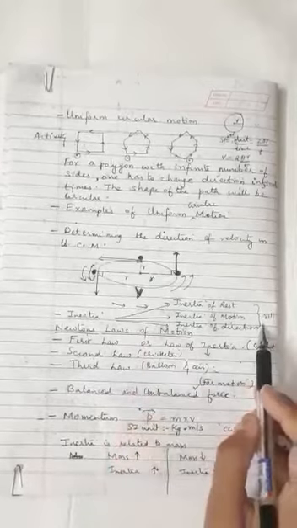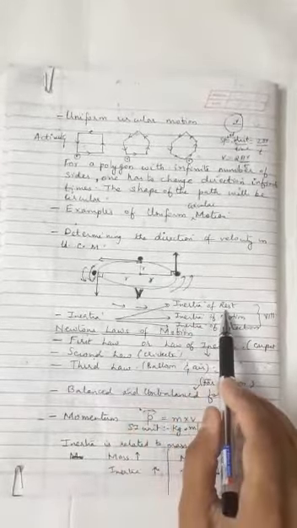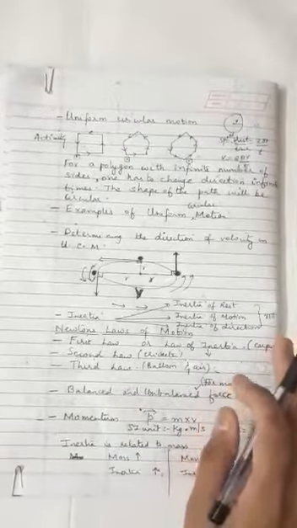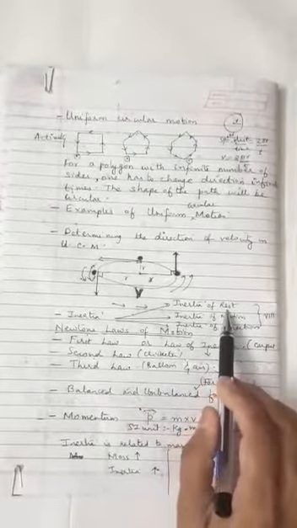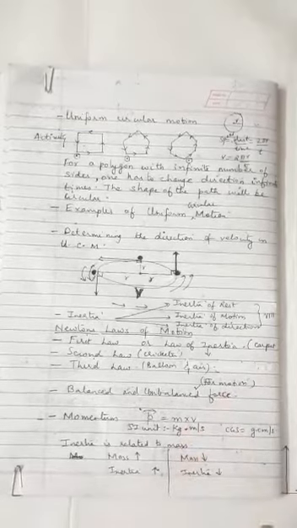Children, in class 8 you have already studied there are 3 types of inertia. Inertia of rest. What is the meaning of inertia of rest? I have an object. I am applying force on the object, but the object doesn't want to move. That is because of inertia of rest. Now what is inertia of motion?